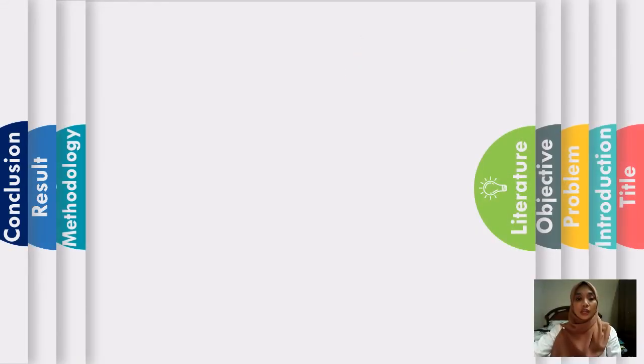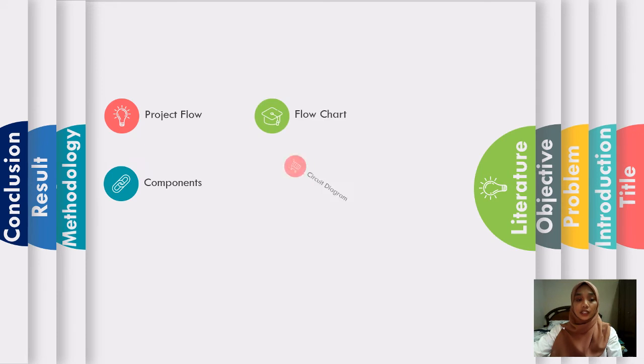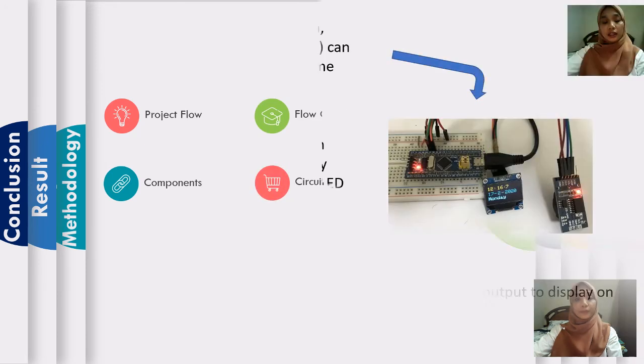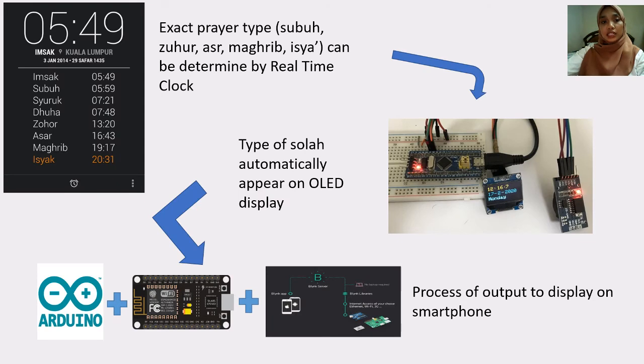Now is project methodology. Project methodology is divided into four, which are: first is project flow, second is component, third is flowchart, and fourth is circuit diagram. The i-sajadah with smart monitoring system basically undergoes major steps such as planning, analysis, design, and implementation. These are the few steps involved in developing the system according to the objective and scopes presented.